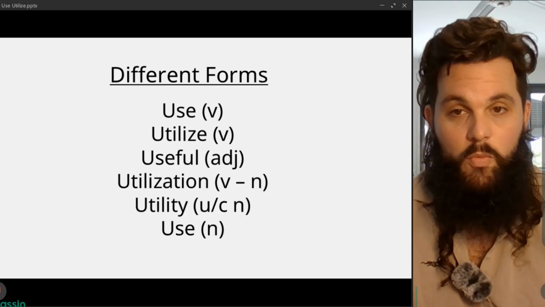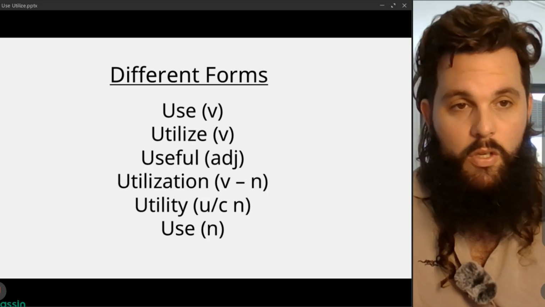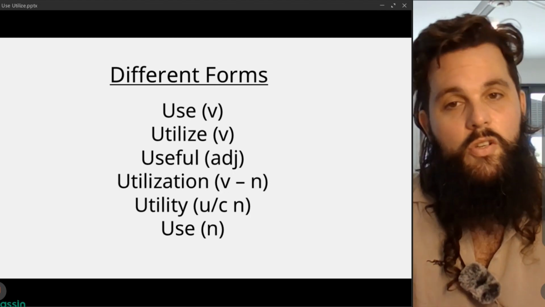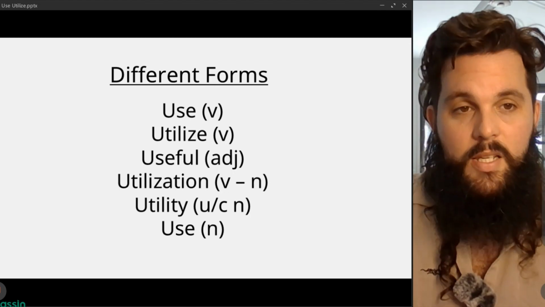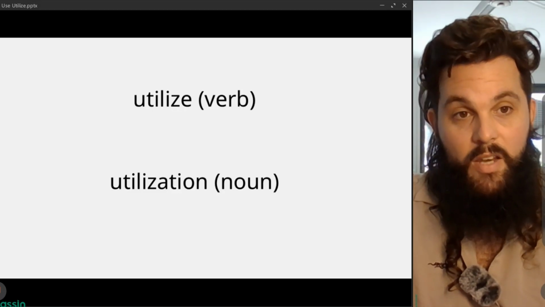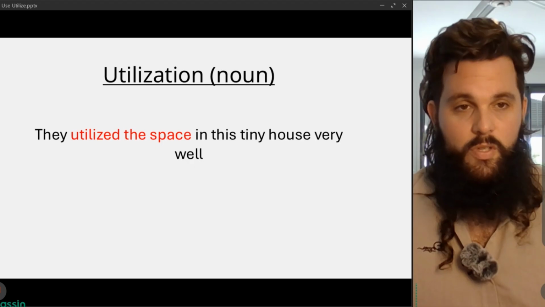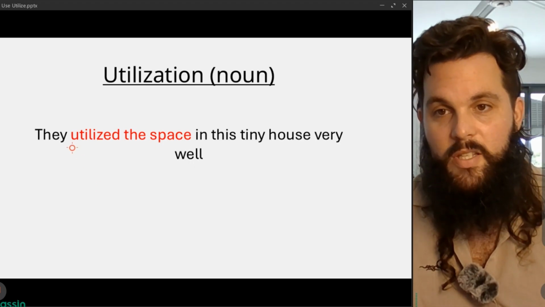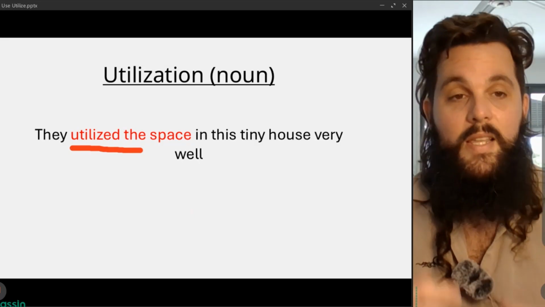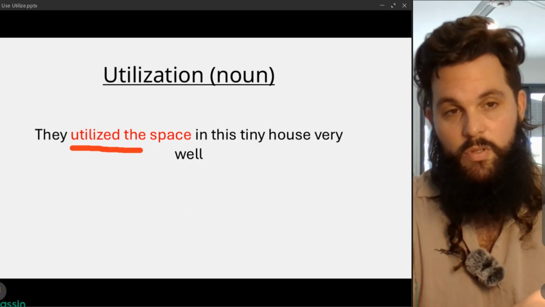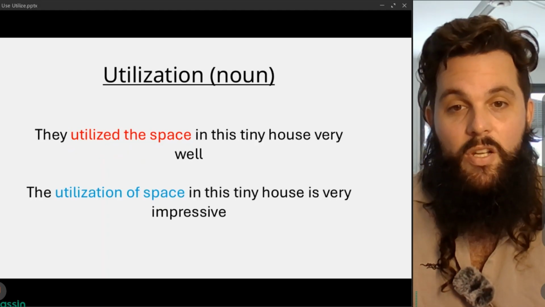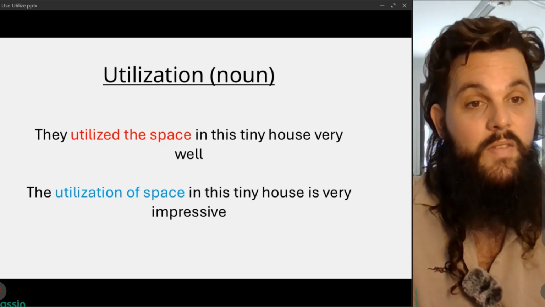And there's also the noun form of use, which is use. You just have to change the pronunciation a little bit from a z sound to a s sound. So use is the verb, and then use is the noun. So to change the word utilize to utilization, you just have to change the end of the word. Now, if you wanted to use the verb form, utilize, you could say here, they utilized the space in this tiny house very well. And to say the same thing with utilization, you have to use a different verb. So, for example, in the next sentence, the utilization of space in this tiny house is very impressive.